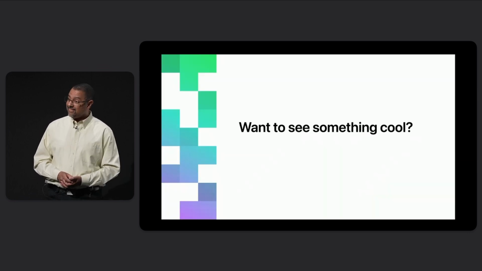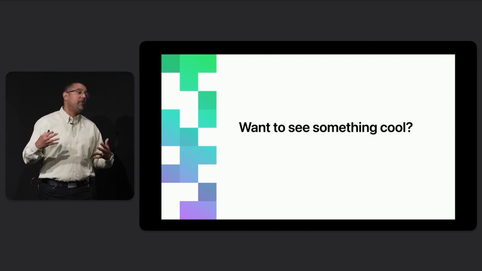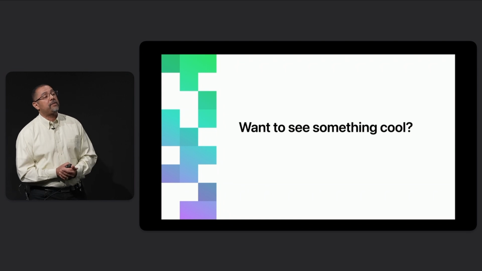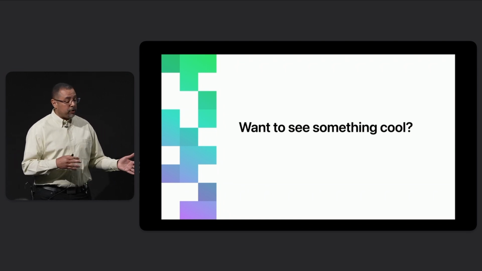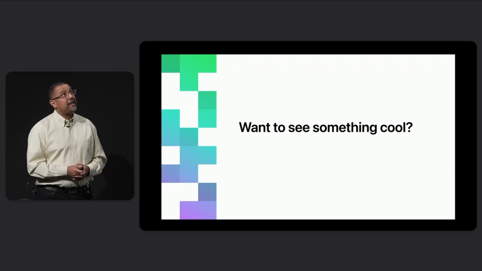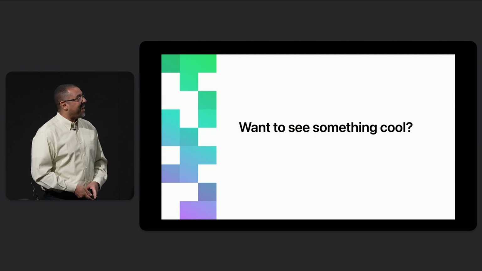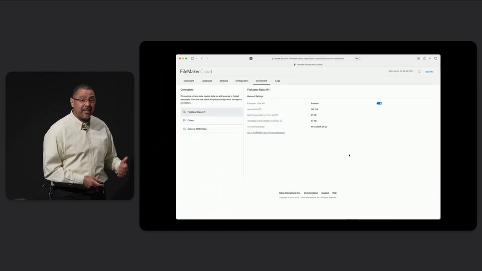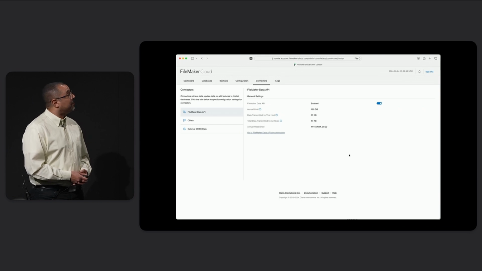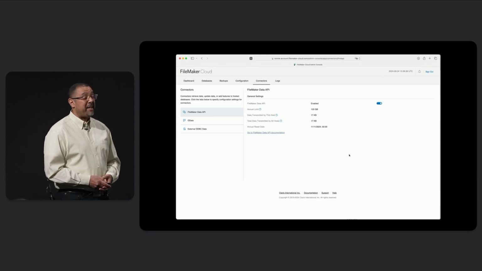Now, before we really dive in, want to see something cool? Yeah, all right. A lot of you probably know that I use AI for just about everything nowadays. And I've shifted a lot, especially in my development. I like to use AI for a lot of the things that I either am not really good at or I just don't like doing. And one of those things is actually administrating my instance. So I've got a FileMaker Cloud instance up and running over here, and I've used AI to just manage it for me.